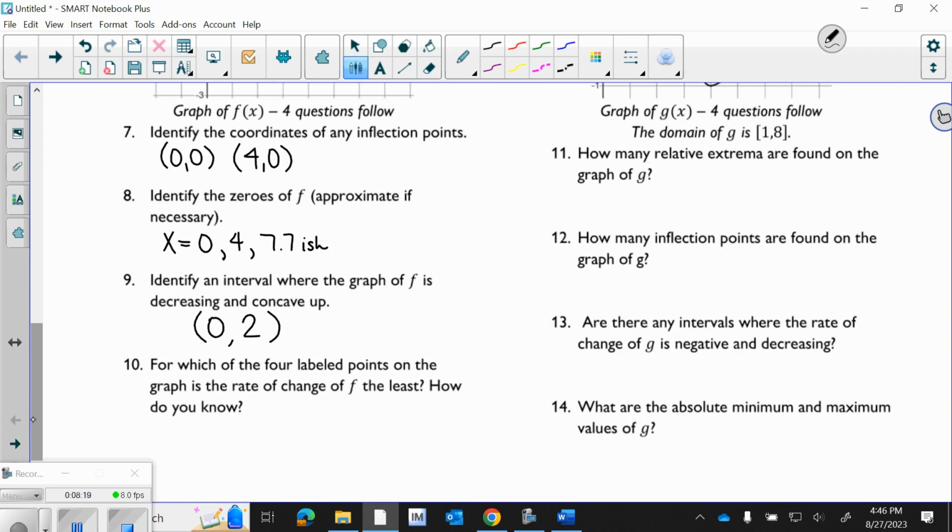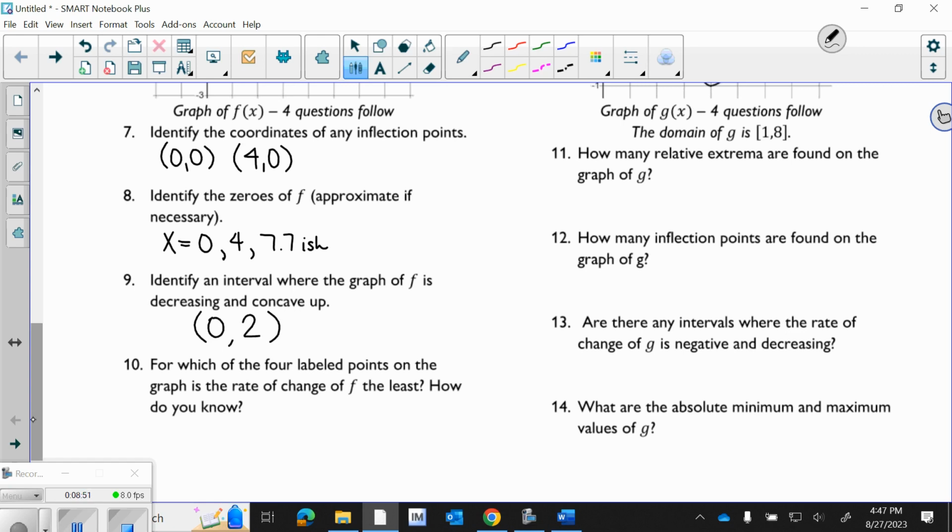Number 10, for which of the 4 labeled points on the graph is the rate of change of f the least? And how do you know? All right, so what you got to think about is what they're talking about. A rate of change is your slope. And your slope could be positive, it could be 0, and it could be negative. So now let's think about a number line. Where do you find your numbers that are the least? Well, the positives are greater than 0, and 0 is greater than the negative numbers.